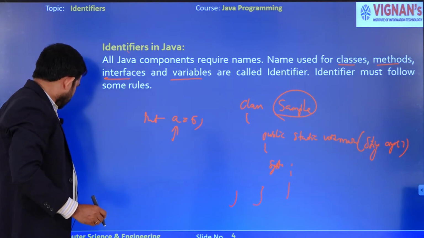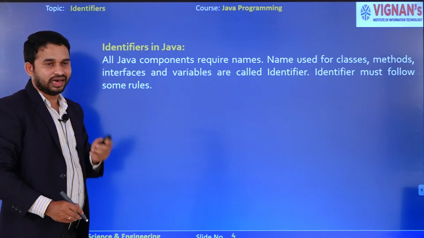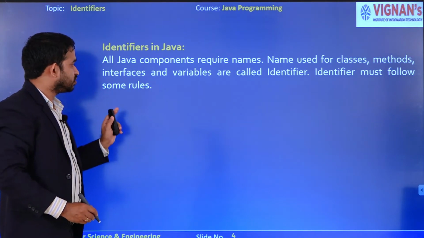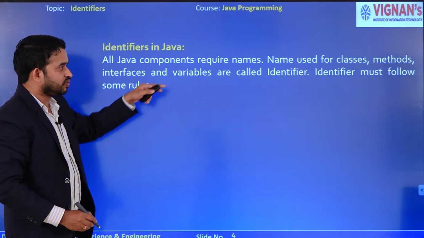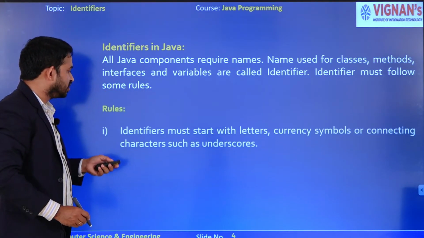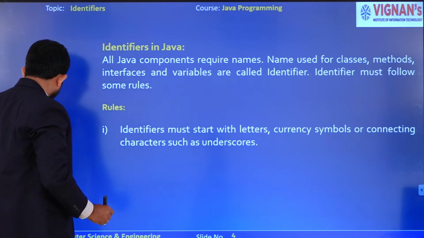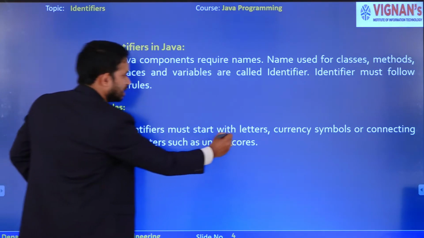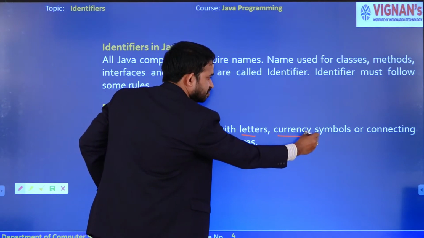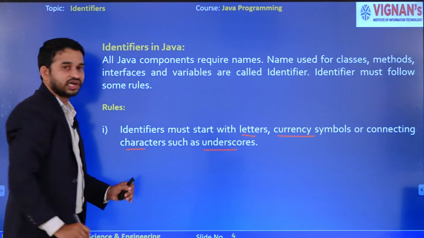When we are using identifiers, we have to follow some rules. These are very, very important. As a developer, as a programmer, we should know all these rules while declaring classes, methods, interfaces, and variables. The first rule is that identifiers must start with letters, or currency symbols, or connecting characters such as underscores.